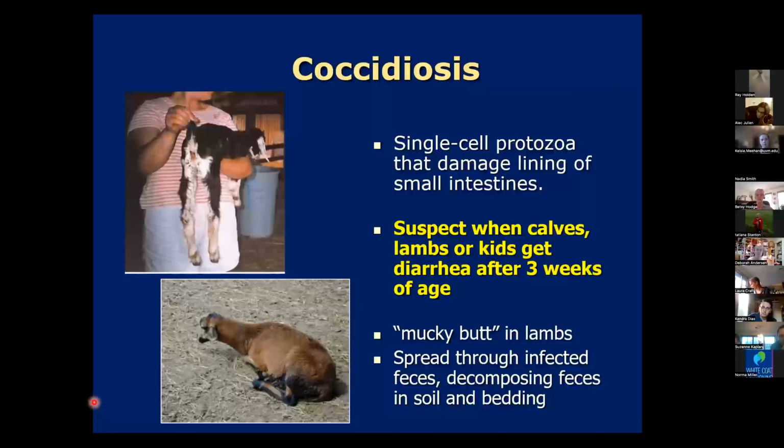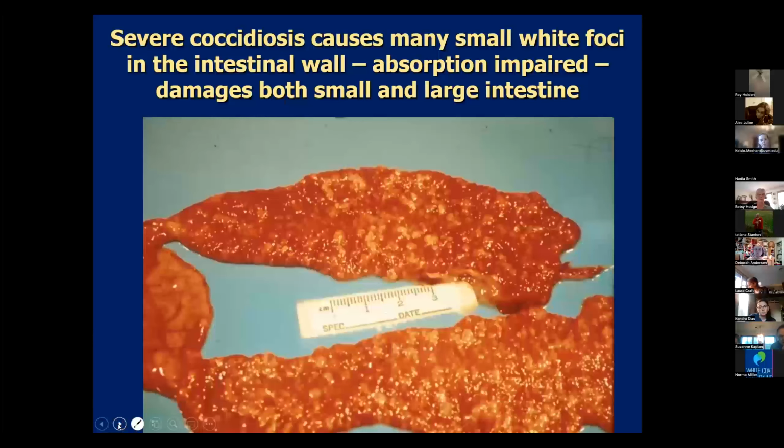And it spreads so easily in the infected feces and in the bedding and around the barn. You know how baby animals have got to put their mouth on everything, on every feeder, and they're always putting their mouth on stuff on the ground and tasting it. And that's so easy to pick up the coccidia. And it is real typical in young animals.